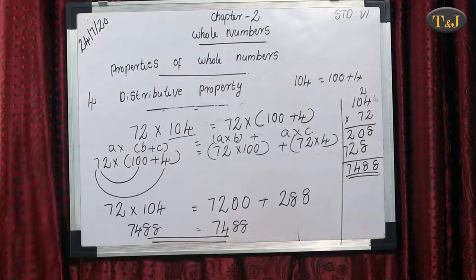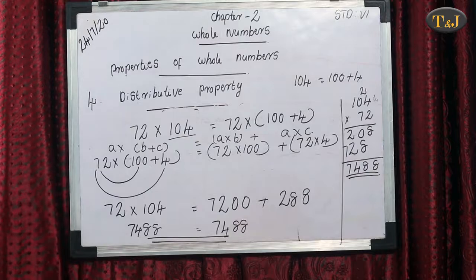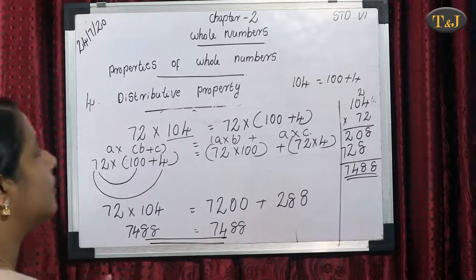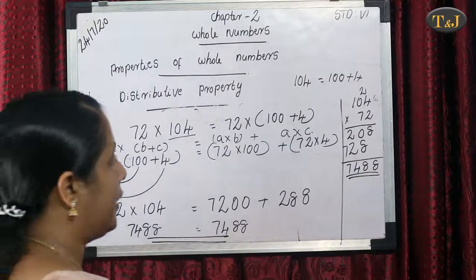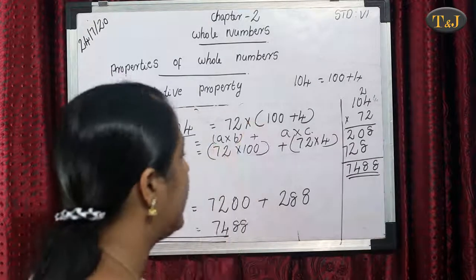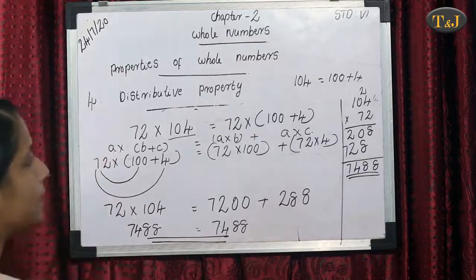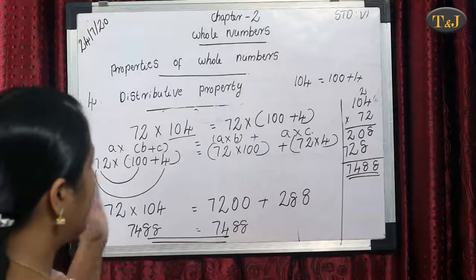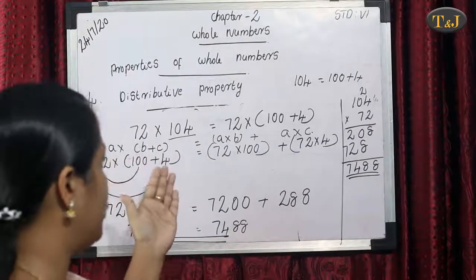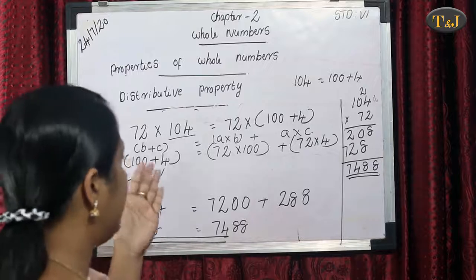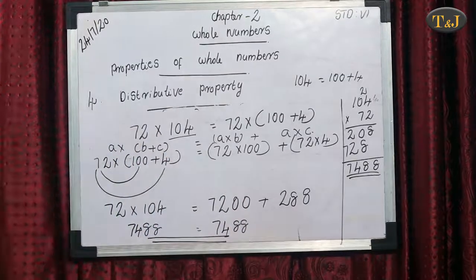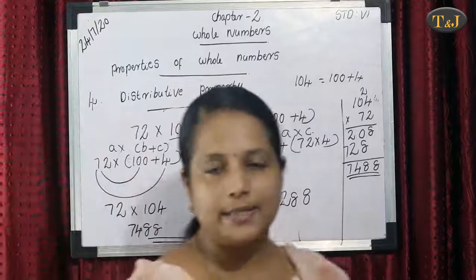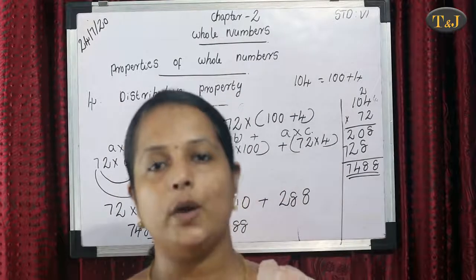Okay. In this problem, we are given the numbers 72 multiply 104. Actually, we don't know which property we have to use. First, we have to split 104. That means 104 equals 100 plus 4. Then 72 cross 100 plus 4. Then this now has the form of the distributive property. That means A cross B plus C equals A cross B plus A cross C. So we just have to add and multiply. Then both the two answers are the same. So we get LHS equals RHS.